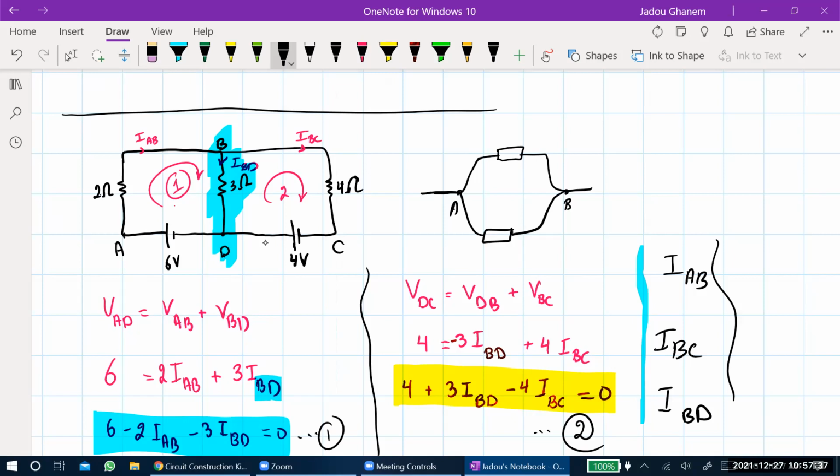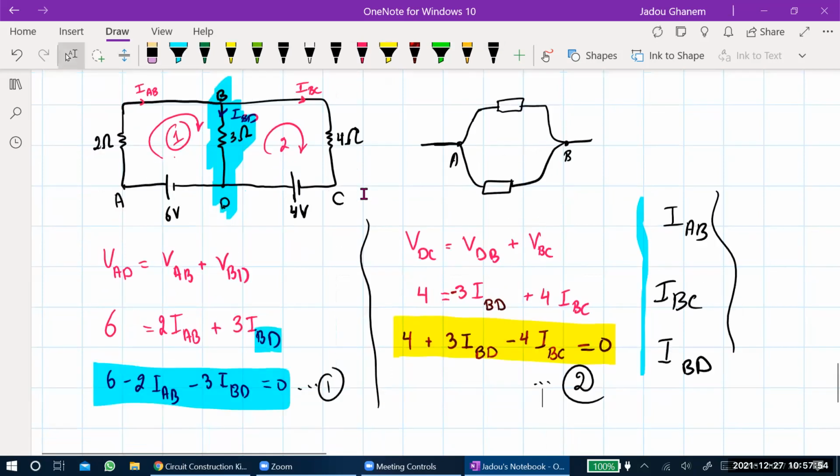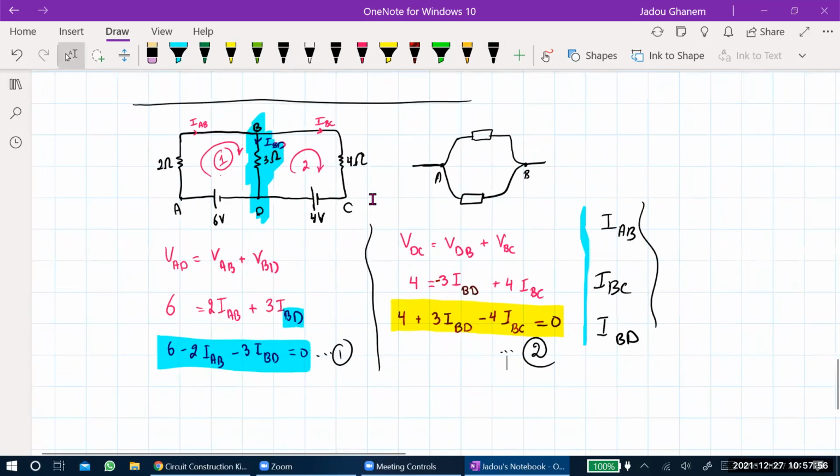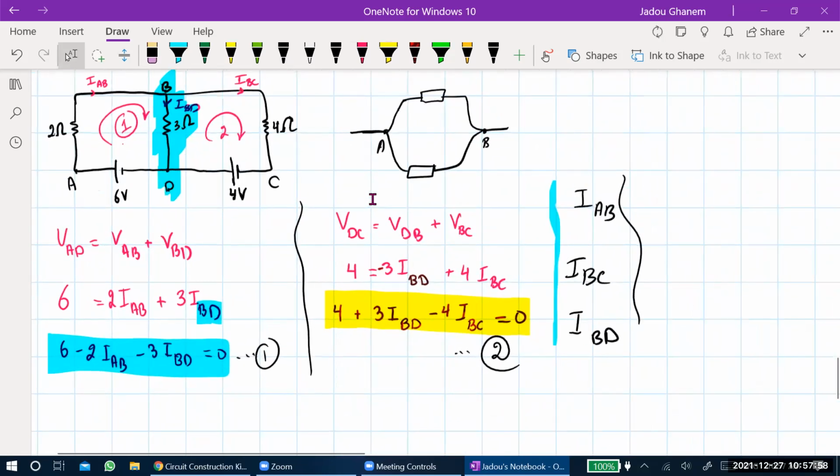I have a question. I don't know if we could do this, but can't we find the current through the entire circuit? Perfect. Can you tell me which current is the total current or the main current here? Is it IAB, is it IBC, or is it IDB? BD, sorry.